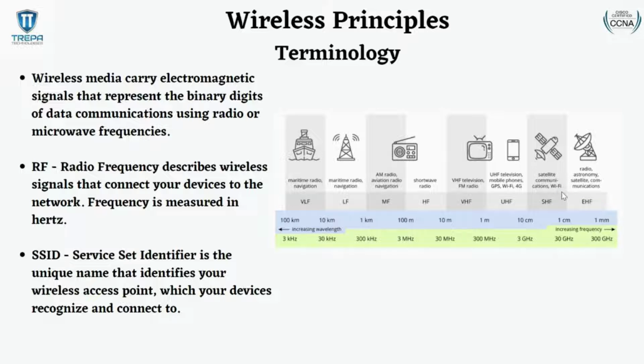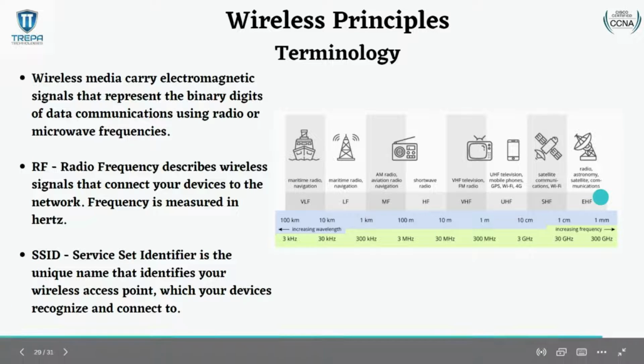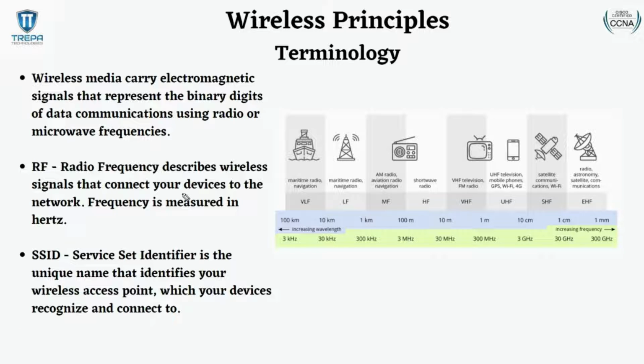So now moving on from fiber, let's quickly go over wireless. And I say quickly because we're going to have a whole section dedicated just to wireless technologies and principles. So we're just going to talk about the important terminology. Wireless media is going to carry electromagnetic signals across microwave frequencies, okay? So what do we mean by this? In Wi-Fi, we're going to send microwave transmissions to represent our bits, and this is also a layer 1 technology. RF, radio frequency, describes the wireless signals that connect your Wi-Fi enabled devices to your network.